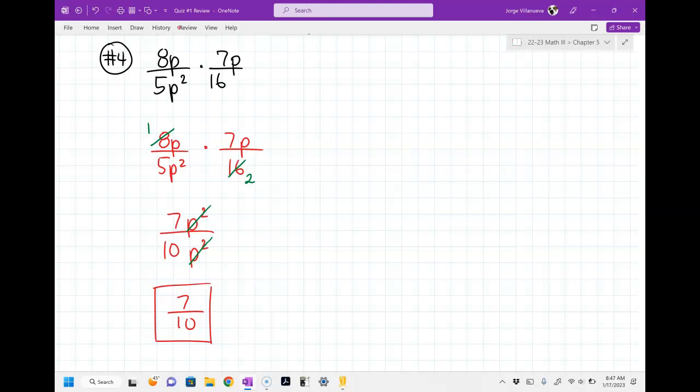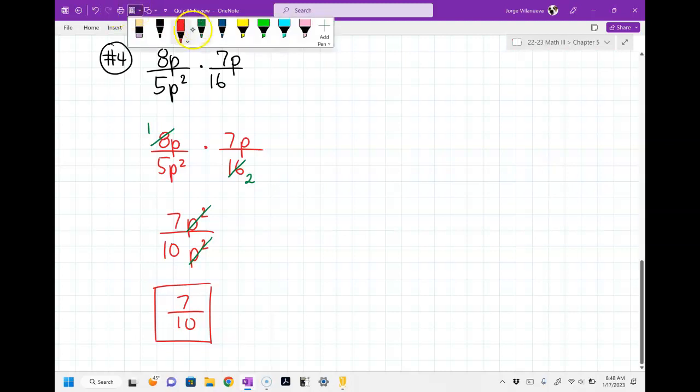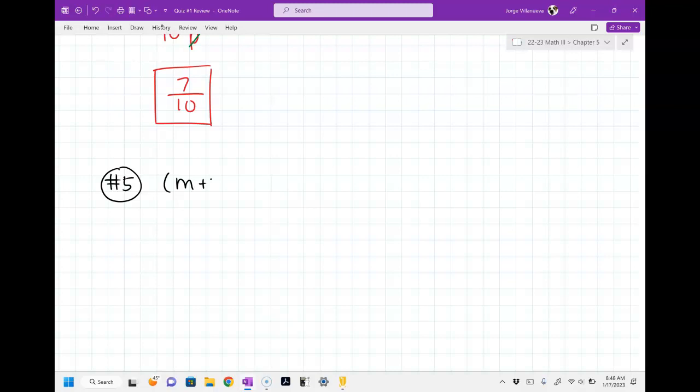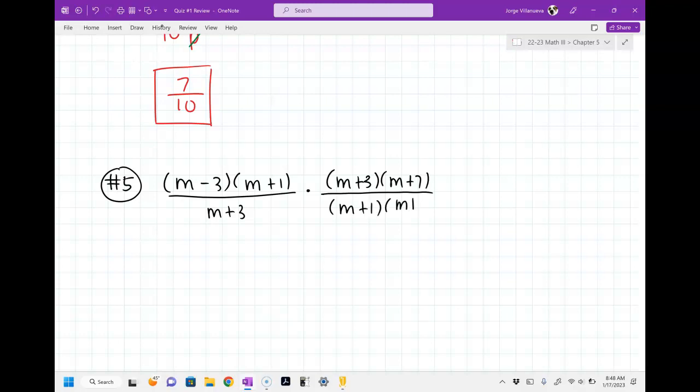Now, let's go ahead and move on to something that looks a little bit more complicated. I actually prefer these, but something that looks a little bit more complicated. So number 5. Oops, sorry, that's m minus 3, m plus 1 over m plus 3, times m plus 3, m plus 7 over m plus 1, m plus 7.